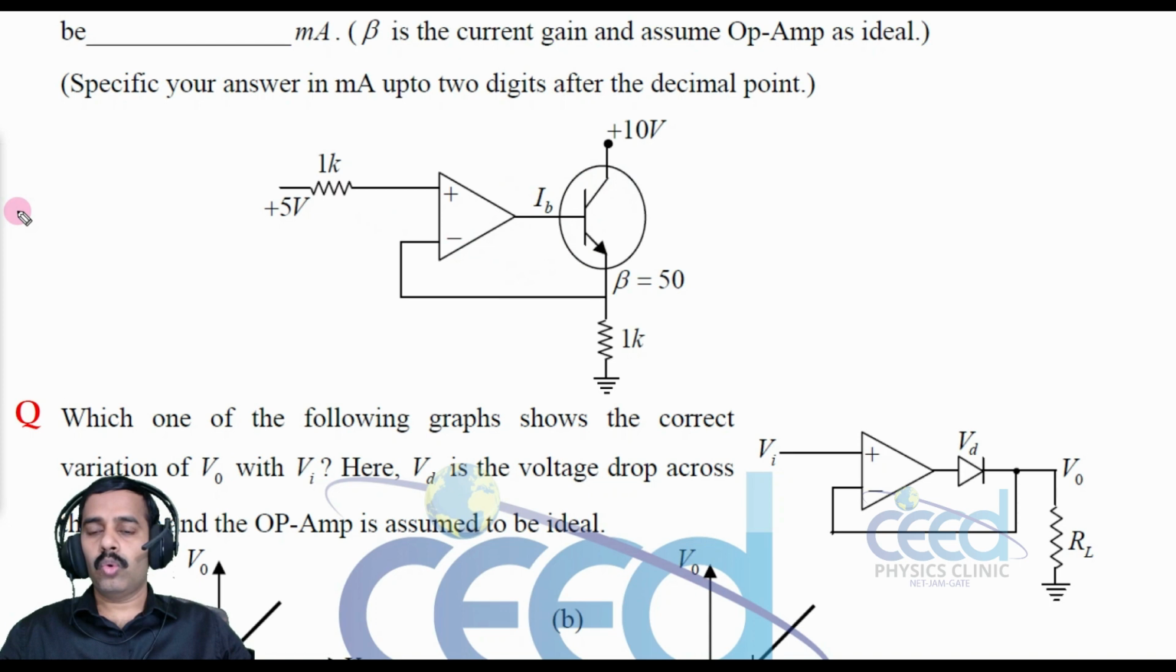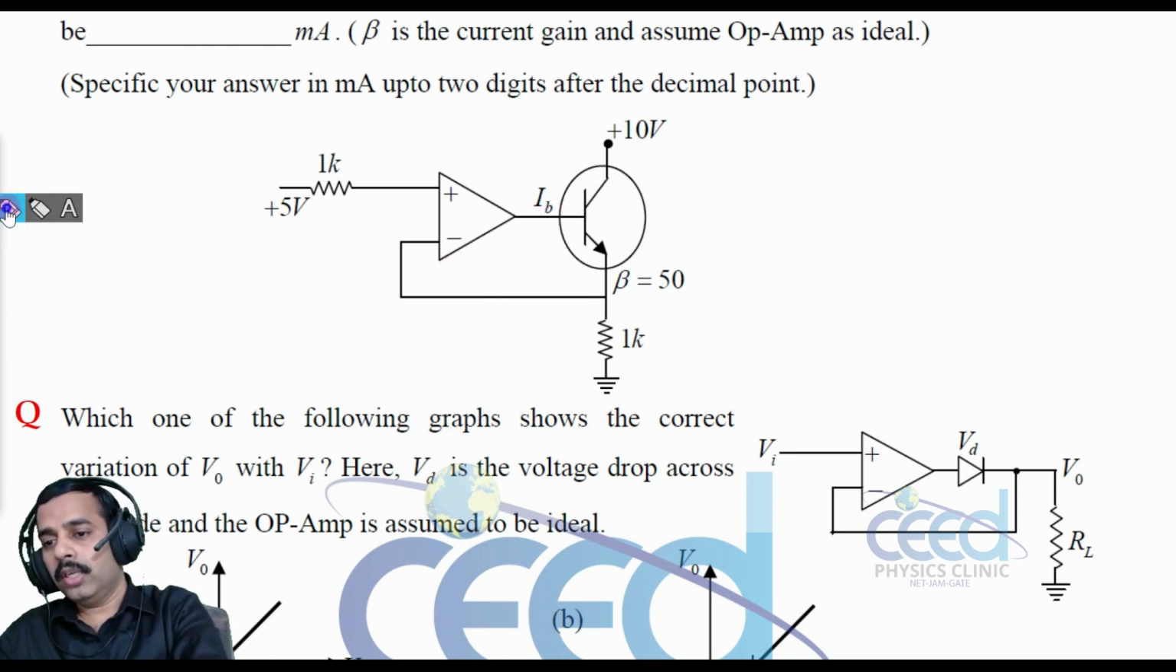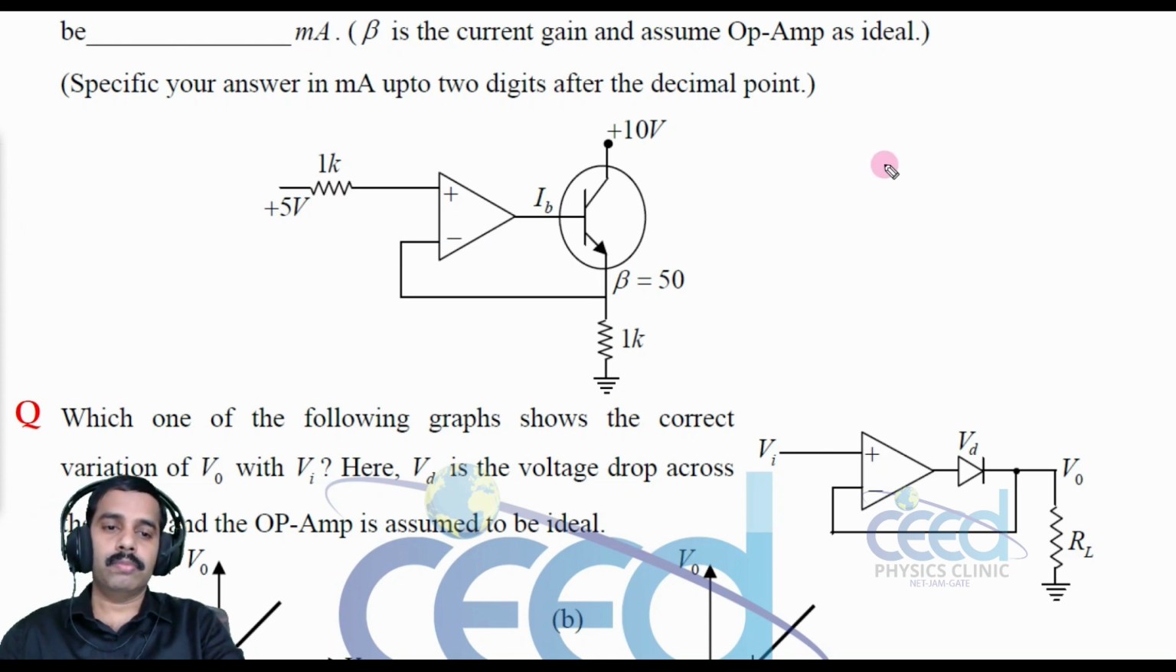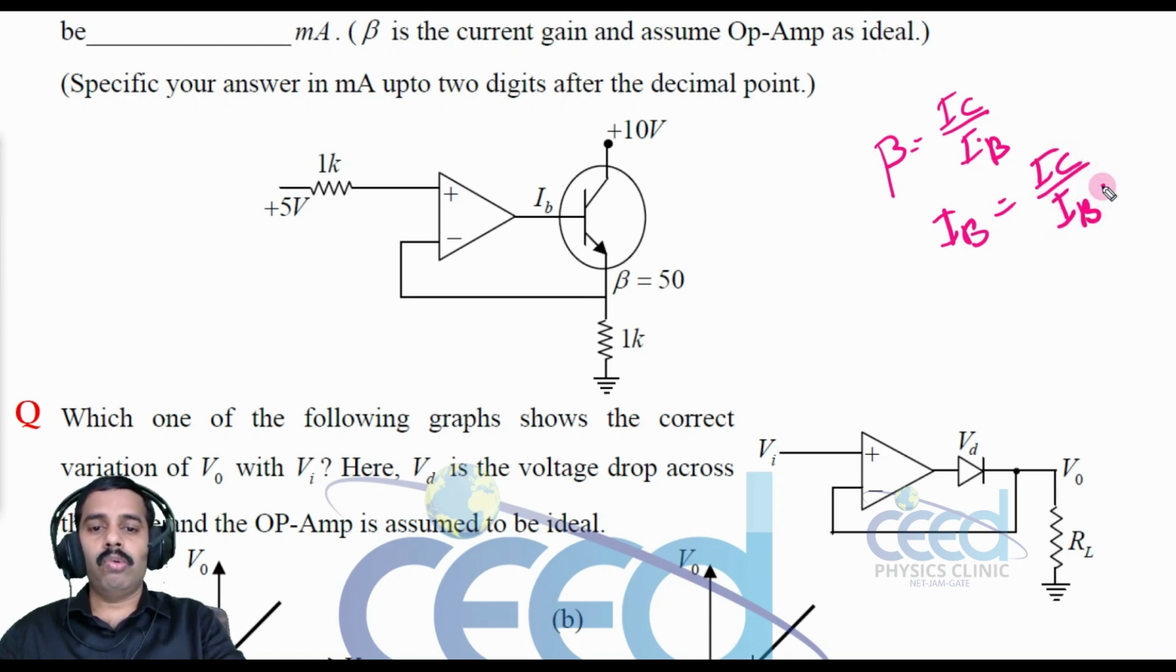In order to solve for IB, we have a formula: beta is equal to IC by IB. That is the amplification factor. So IB is equal to IC by beta. Beta we have, then we have to find IC first. Now let us find out this IB.